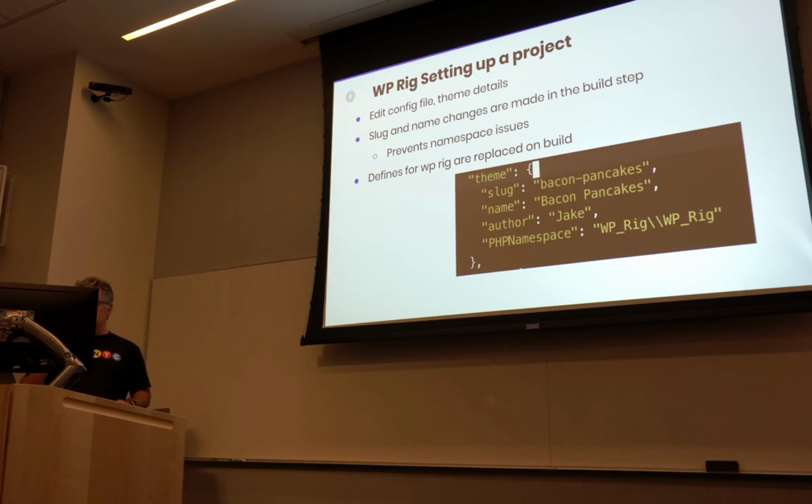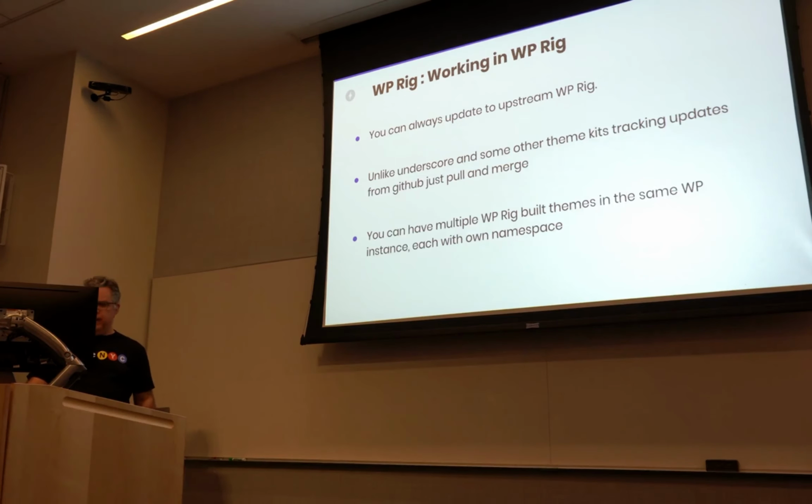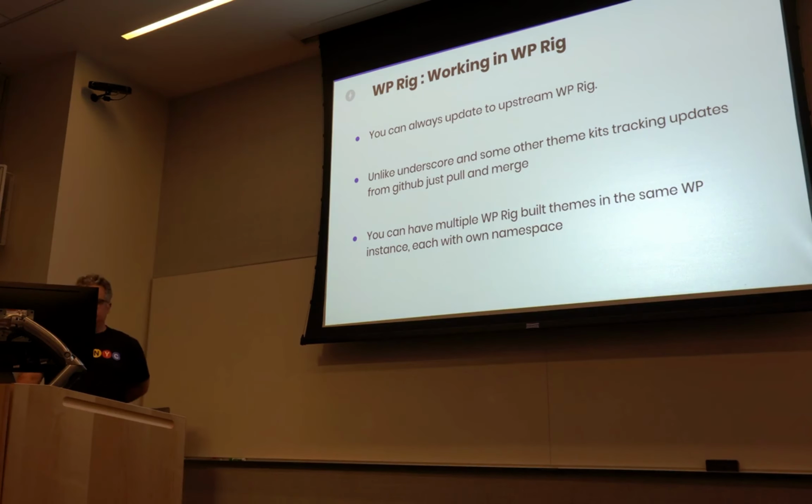All of the theming and all of the things of replacing the slugs with the right places, all that stuff is done by the build. Okay. Always update upstream. I already just said all of these things. You can also have multiple WP Rig themes in the same WordPress instance, each with a namespace. So if you're doing something experimental, like some push notification stuff or integration with an e-commerce package, which I can't talk about, and you need to have multiple themes, WP Rig supports that very easily.